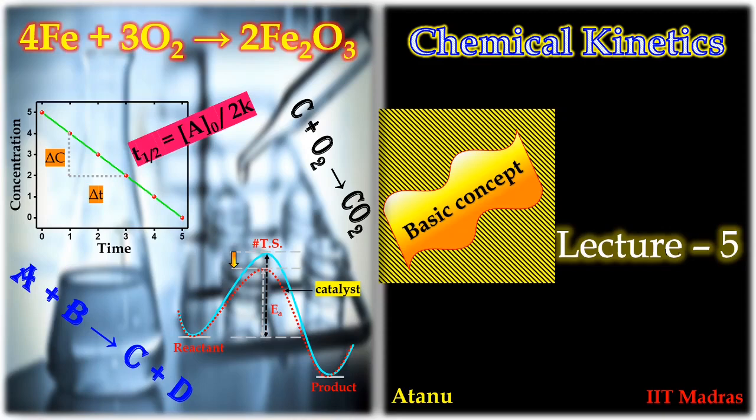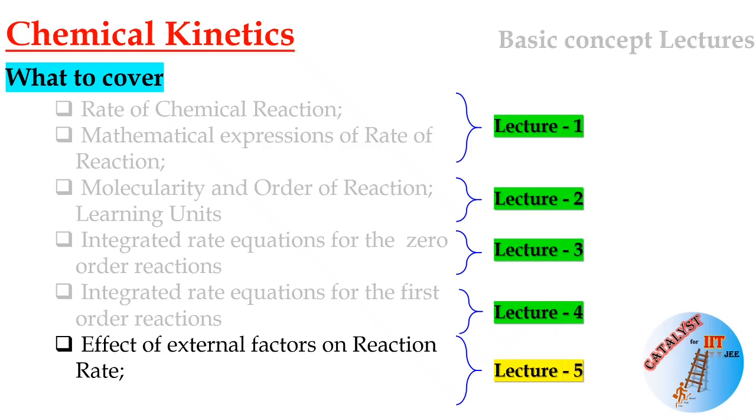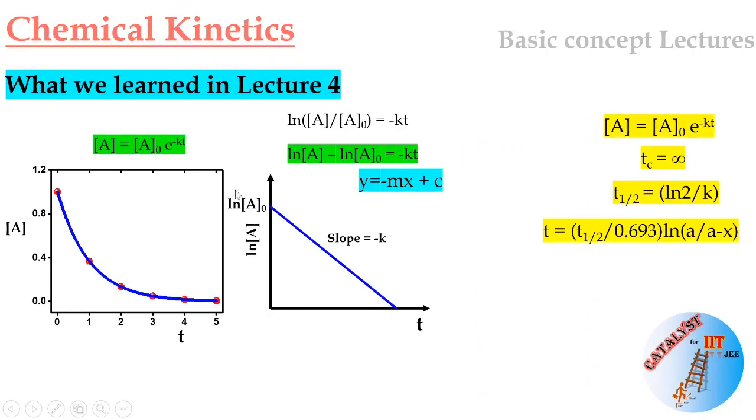This is the 5th lecture of the lecture series on chemical kinetics, and this is the last lecture of the basic concept lecture series. In this lecture, we are going to talk about the effect of external factors on reaction rate. So in our previous 4 lectures, we covered almost everything on this chapter chemical kinetics. Now, in this lecture, we are going to talk about 2 very important and interesting factors that will affect the reaction rate. Before that, let us look at what we have learned in our lecture 4.